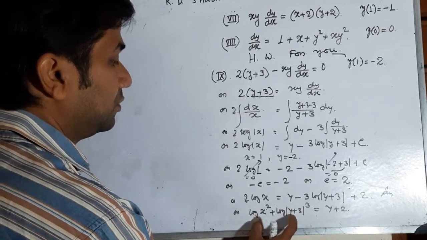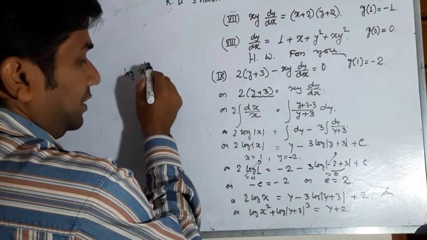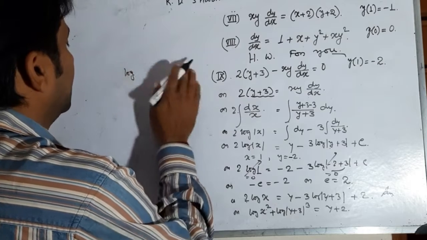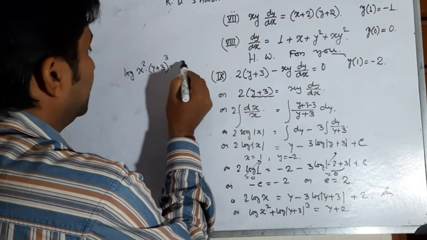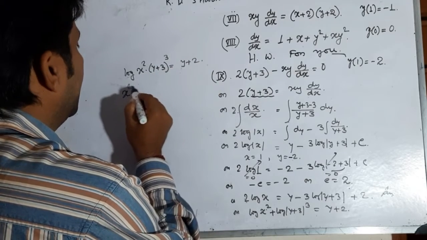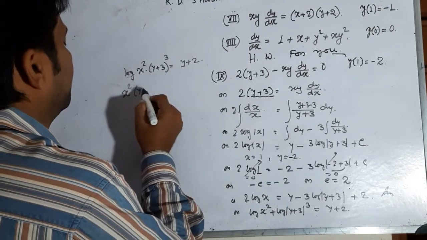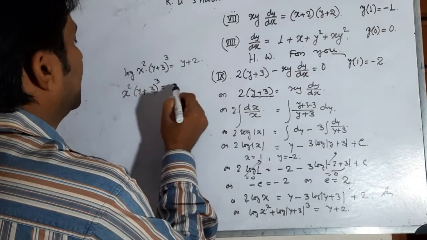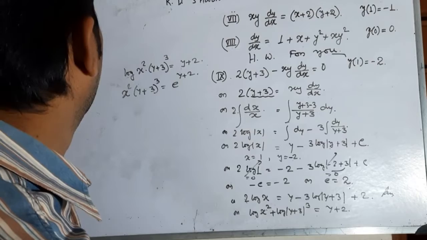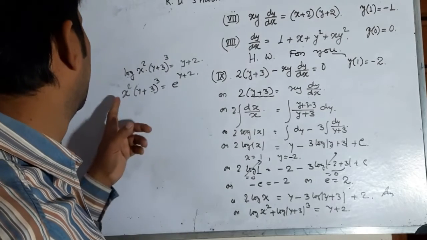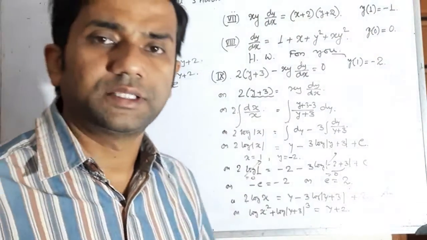Sum of logs means log of the product, so log of x square into y plus 3 whole cube is equal to y plus 2. Then x square into y plus 3 whole cube is equal to e to the power y plus 2. This will be your required answer.